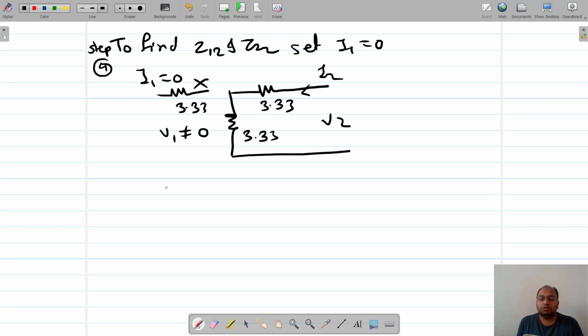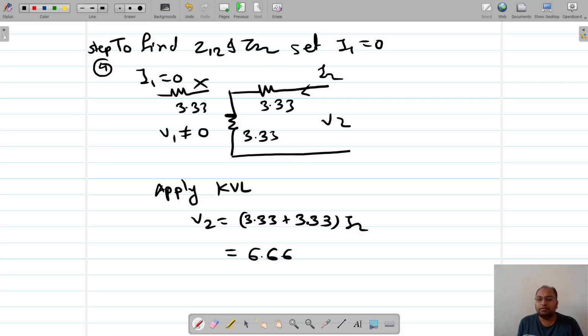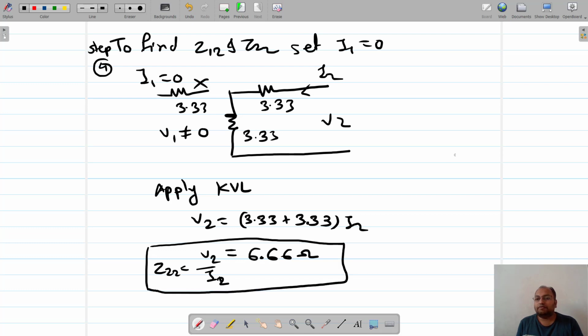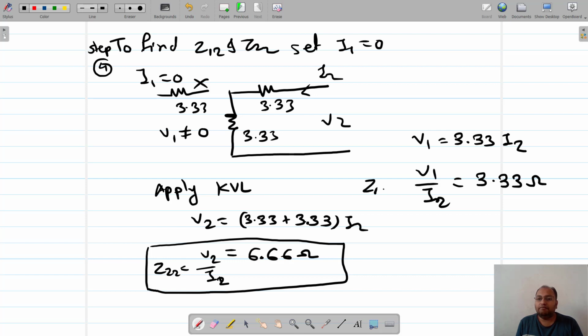Therefore applying KVL, V2 is equal to 3.33 plus 3.33 times I2, right? Therefore it is coming as 6.66, V2 divided by I2, and this was the value that we observed for Z22, right? So this is nothing but Z22. Okay, fine. How to find V1? V1 is nothing but the drop across this 3.33 because of I2, and therefore V1 divided by I2, I'm getting this as 3.33 ohms, and that is nothing but my Z12.